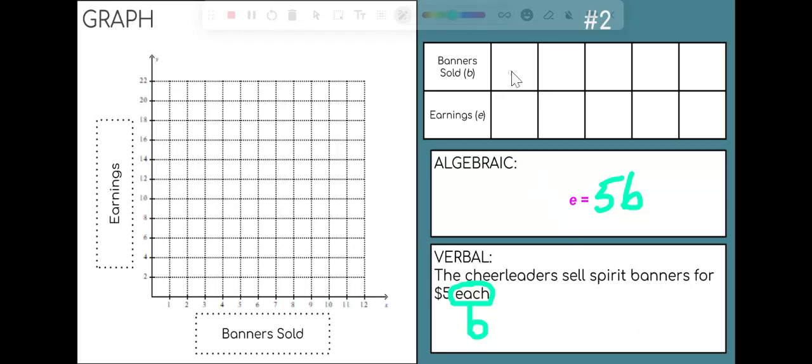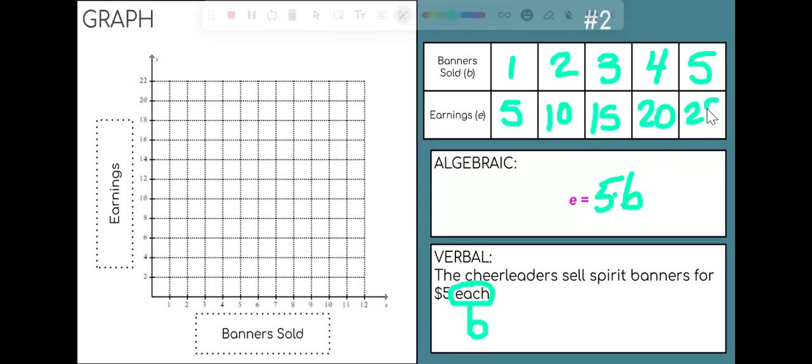Okay, I'm going to fill in my table now. Let's just make this easy. If I sold 1 banner, 2, 3, 4, and 5 banners. This is multiplication, so how much I earn is just 5 times however many I sold. If I sold 1, 5 times 1 is 5. 5 times 2, 5 times 3, 5 times 4, and 5 times 5. Again, our word problem matches our equation, which matches my table, which will match my graph once I plot my points.